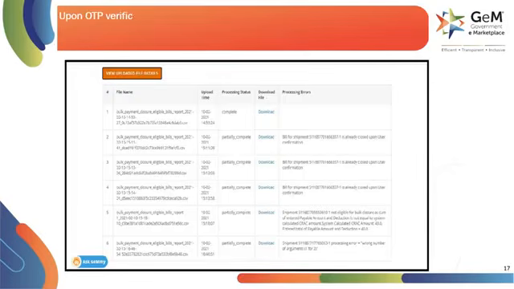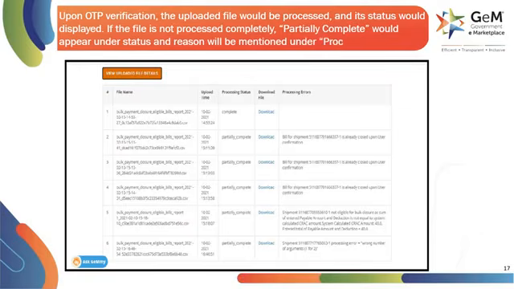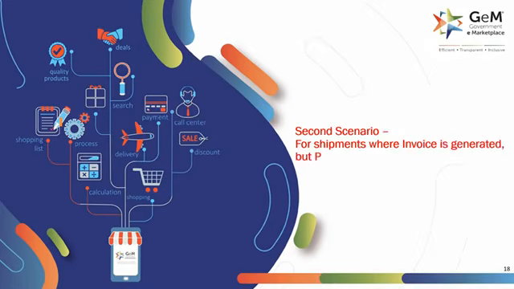Upon OTP verification, the uploaded file would be processed, and its status would be displayed. If the file is not processed completely, partially complete would appear under status and reason will be mentioned under processing errors. Second scenario, for shipments where invoice is generated, but PRC or CRAC may or may not be done.